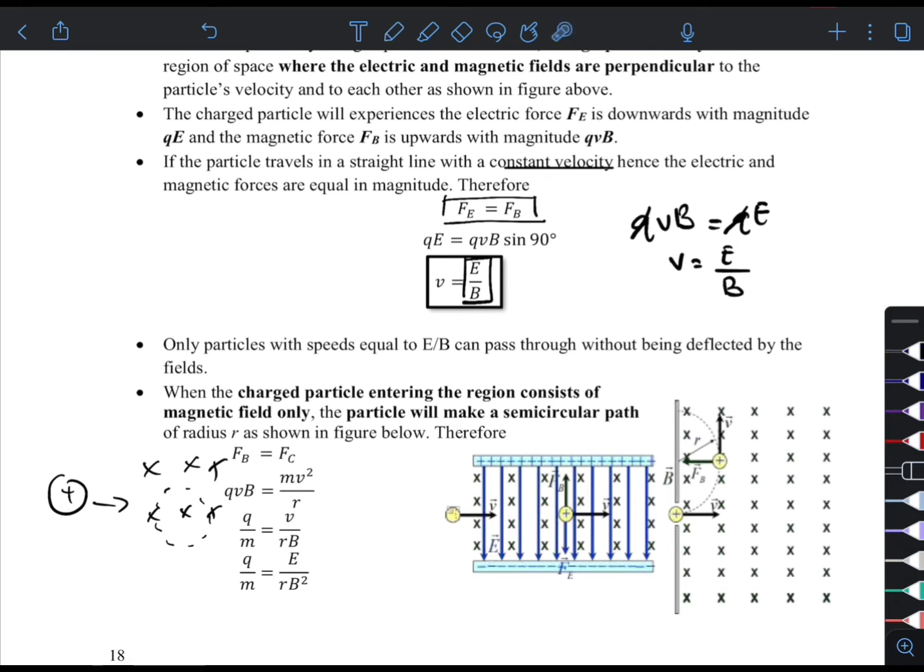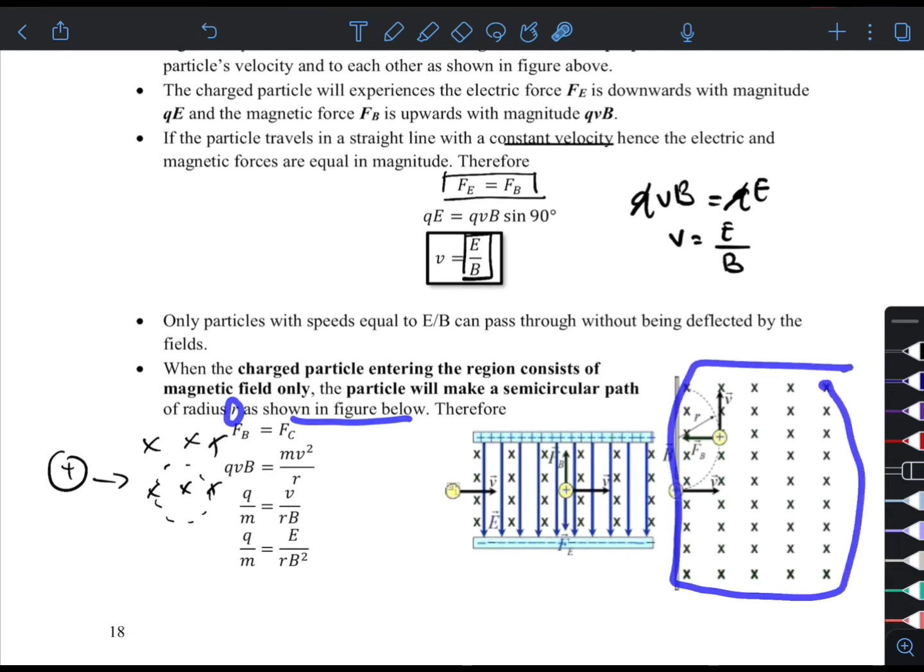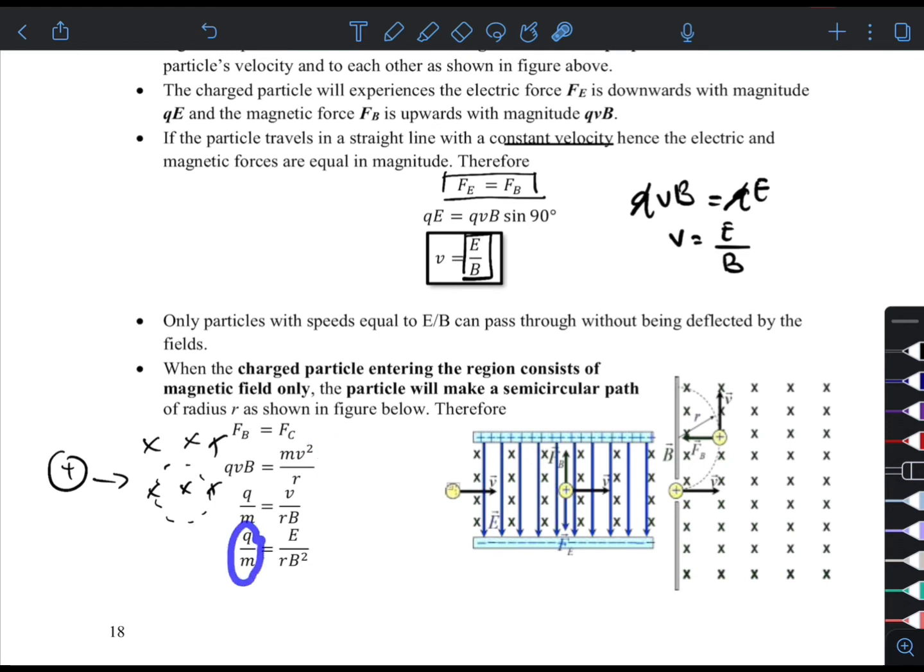Alright. Okay, ini yang dia cakap balik. Charged particles entering region consisting of magnetic field only. Particles will make a semicircular path of radius r as shown in the figure below. Okay, case ini. Dan kita tahu FB is equal to FC. Kita pernah use this information here. It's just that this time kita nak dapatkan ratio of the charge to the mass, which is equal to electric field divided by the radius multiplied with the magnetic field squared. So, apa yang jadi dekat sini adalah kita masih samakan FB dengan FC, cuma kita nak tahu ratio of the charge to the mass, E over RB squared.